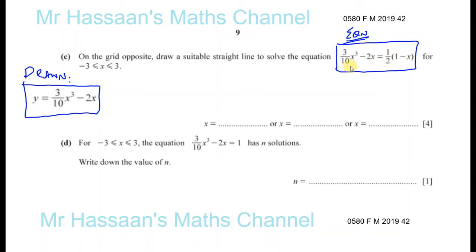Once you make one side of the equation look like what's drawn, then you always draw the line y equals whatever's on the other side, which is a half times 1 minus x. So we need to draw this line. We need to draw this line on the same pair of axes as the curve that we just drew, and then where this line and this curve intersect, we write down the x values. You can see there's going to be 3 of them. There's 3 spaces for the answers here.